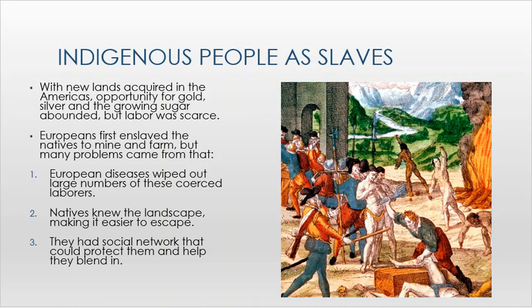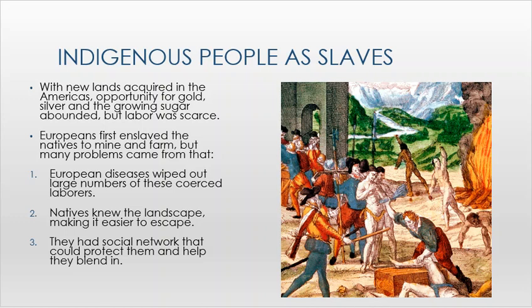So Europeans first started enslaving the natives of the Americas. They would enslave them to mine and to farm, but there are a few problems with that. Number one, they just kept dying. Europeans would enslave these natives, and then they'd start dying from close contact with the Europeans, and diseases like smallpox, influenza, and measles would take their toll on the population, so they would die.